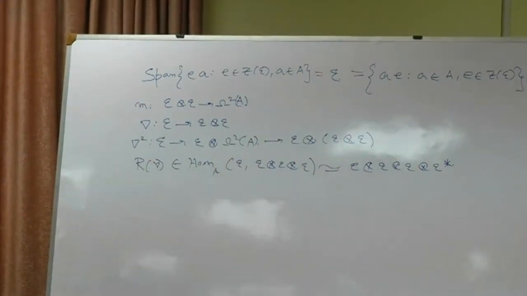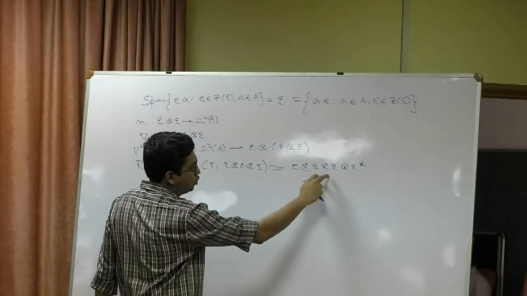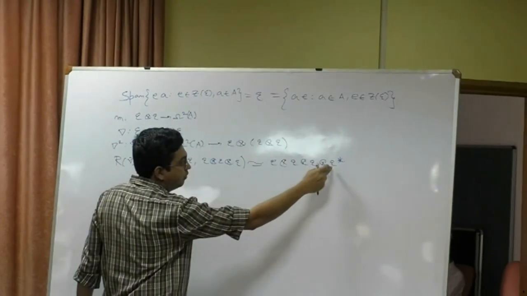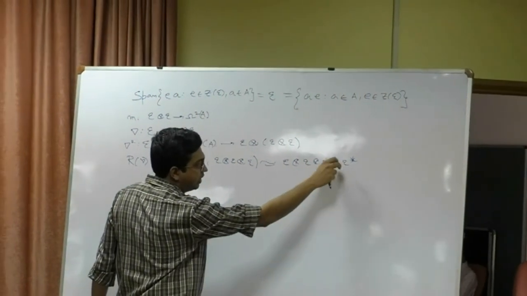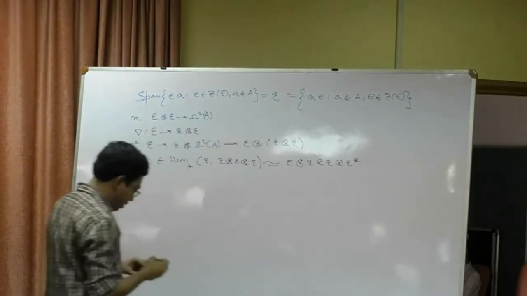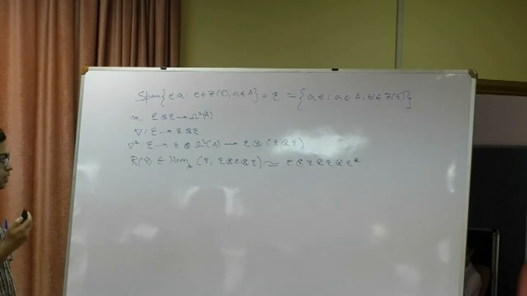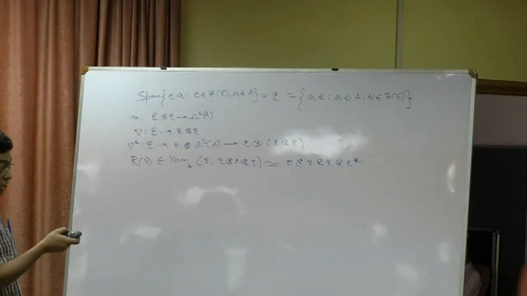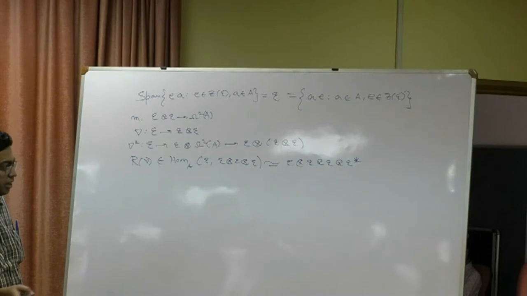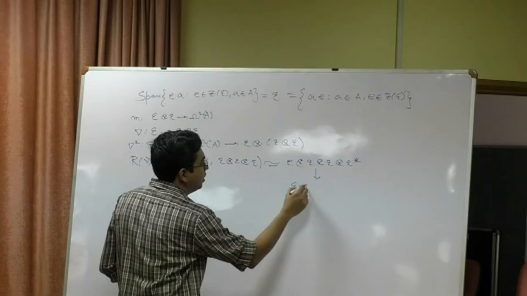Now for defining Ricci curvature, I need to flip these two copies and then flip this copy to here and then evaluate this E star on this. Now the first step is canonical because my sigma is actually bilinear. So I go here.